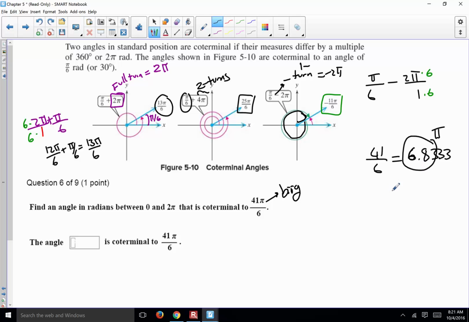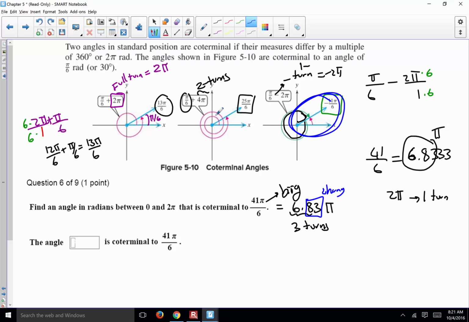If 2 pi is 1 turn, then 6.8 pi is about 3 turns. So we are talking about an angle that turned 3 times around the x-axis, and you have a little bit of change. It's not just 3 turns, it turned more, so it's 3 turns plus some change. It turned 3 times and stopped somewhere here.